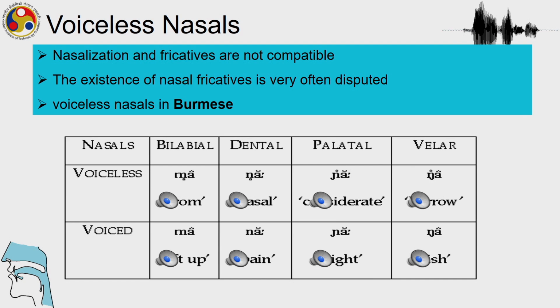So one is bilabial, one is dental, one is palatal, and one is velar. These are all the voiceless nasals. This is voiceless bilabial, voiceless dental, voiceless palatal, voiceless velar.